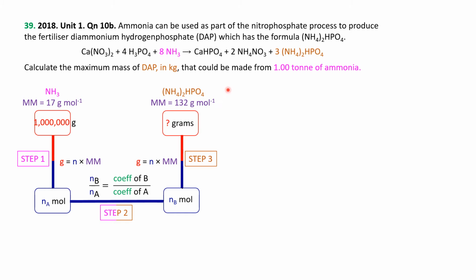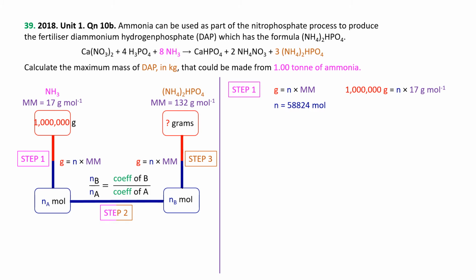Calculate the molar masses. Let's quickly make sure that this is correct for the DAP. Nitrogen 14, plus 4 is 18, times 2 is 36, plus 1 is 37, plus phosphorus, which is 31, gives us 68, plus 4 of the oxygens, 68 plus 64, is indeed 132 grams per mole. So, same stuff we've done all the way through. Take the million grams of ammonia and convert it to moles by dividing by 17 grams per mole, and we get 58,824 moles. That goes in this box here.